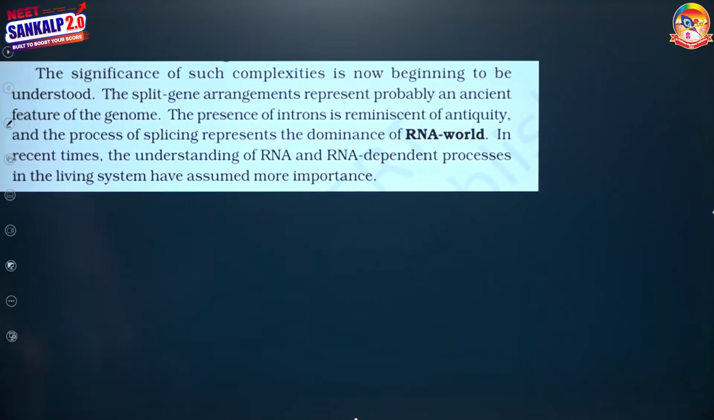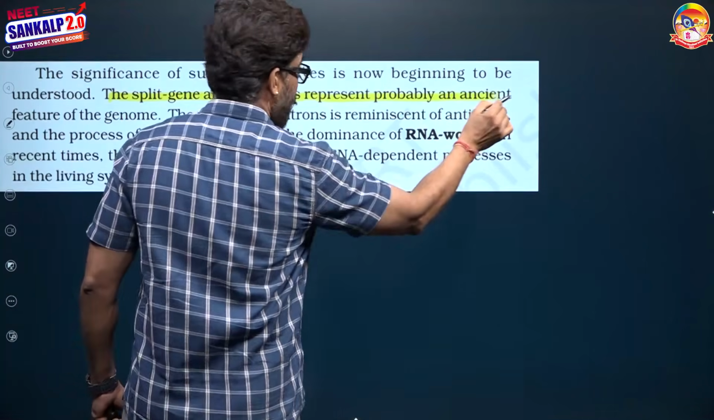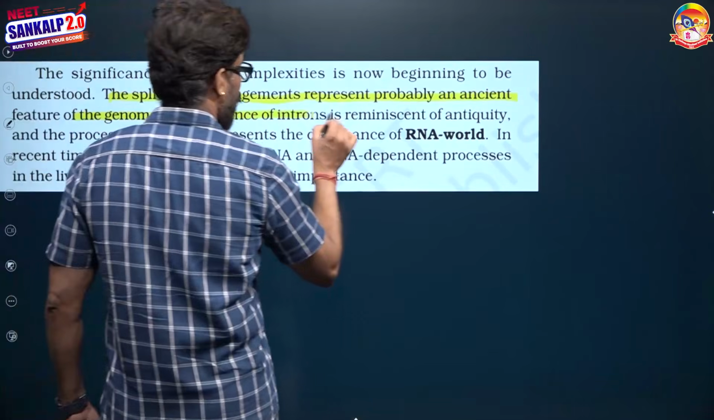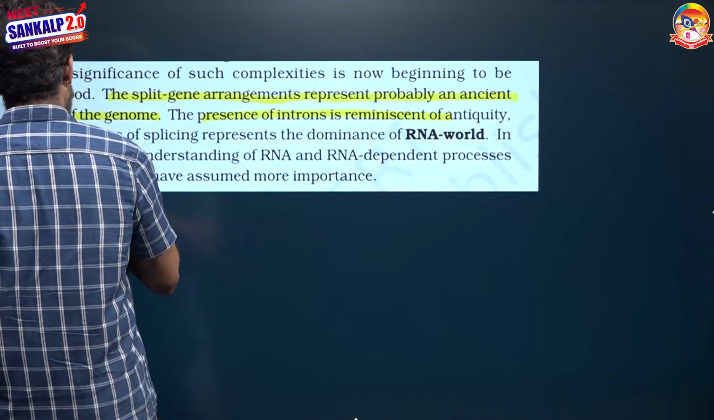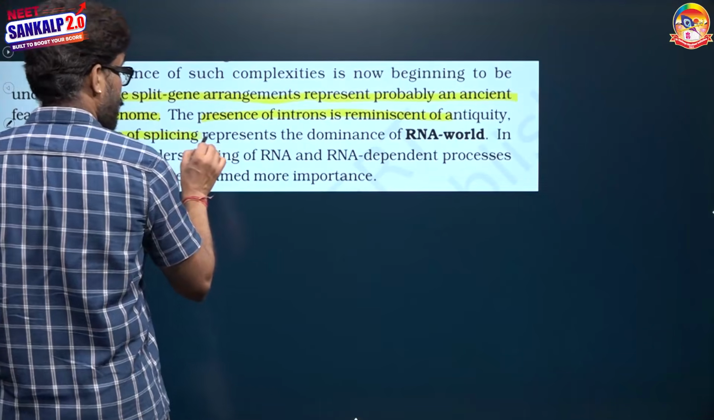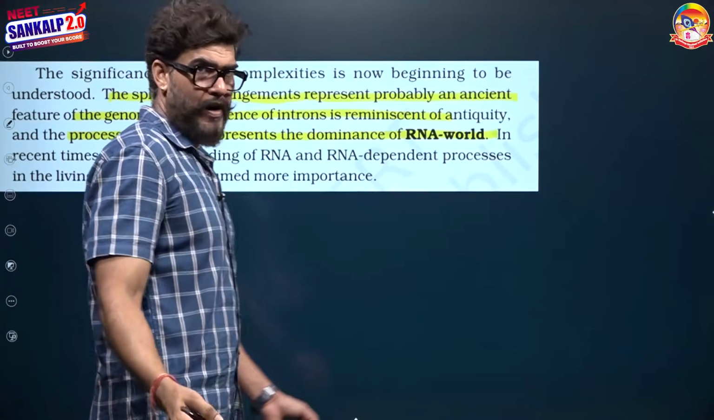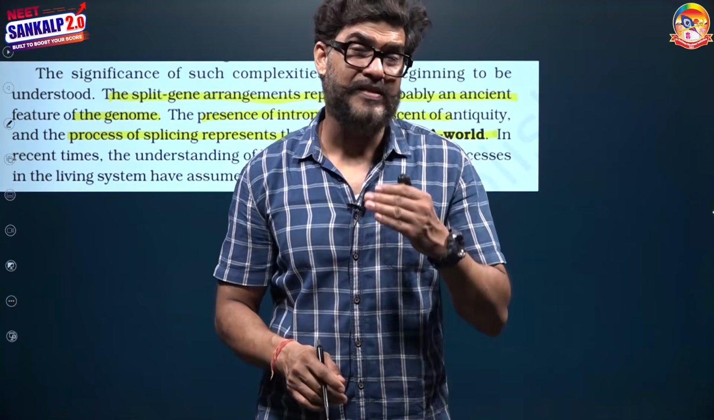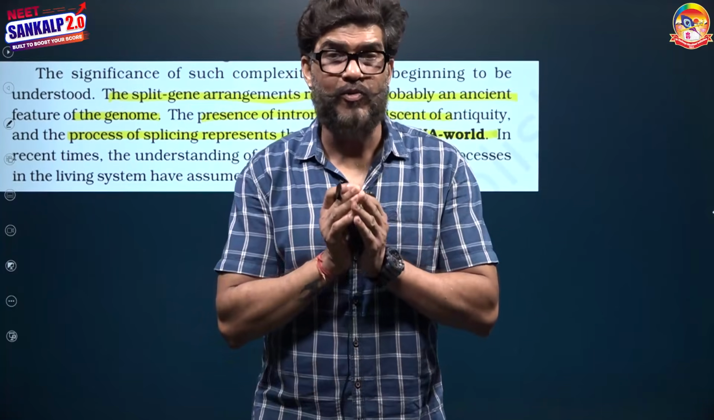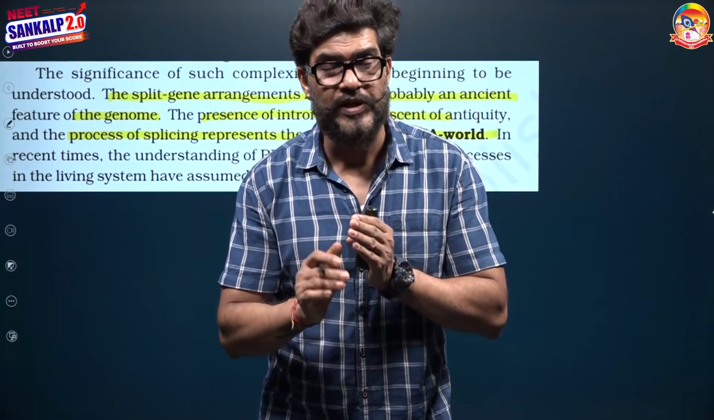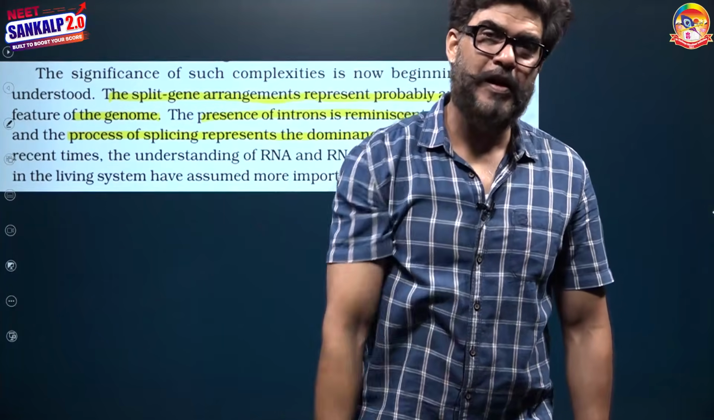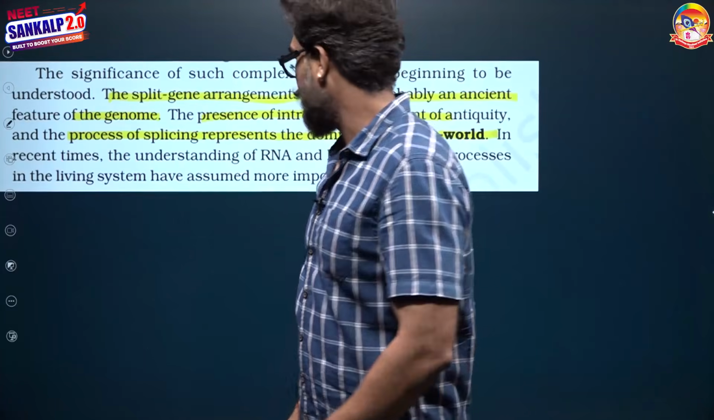What is the significance of such complexities? The split gene arrangement represents a probable and ancient feature of the genome. The presence of introns is reminiscent of antiquity, and the process of splicing represents the dominance of the RNA world. Because I told you, for the removal of introns there is a need of snRNPs, and they are RNA, meaning without RNA the transcriptional process cannot proceed into translation. It means we are dependent on RNA for our genetic expression.